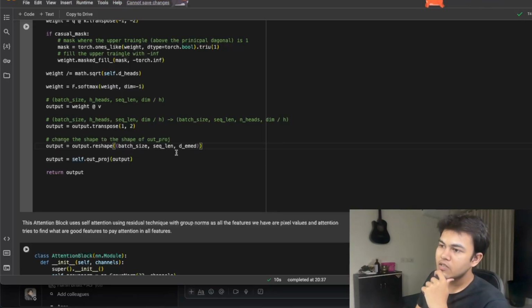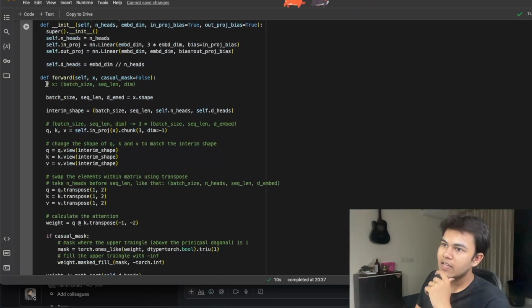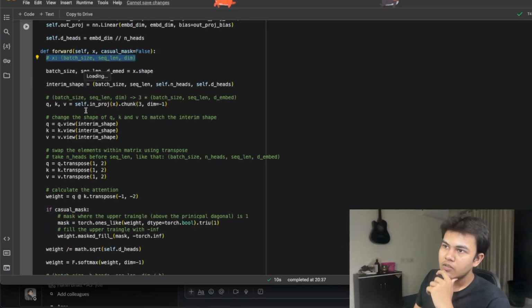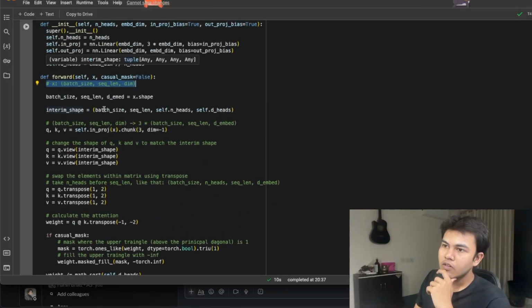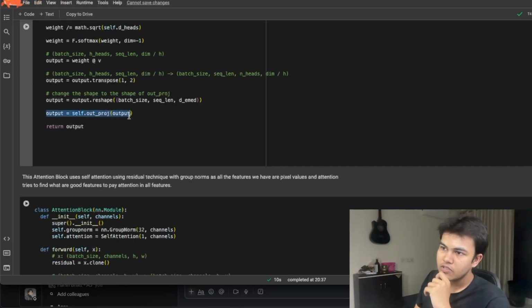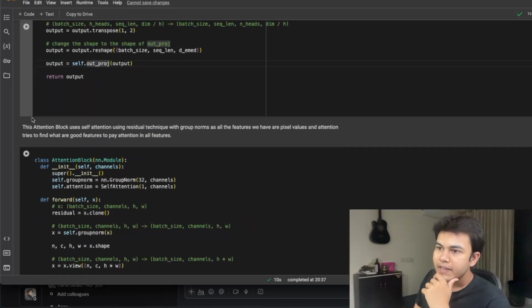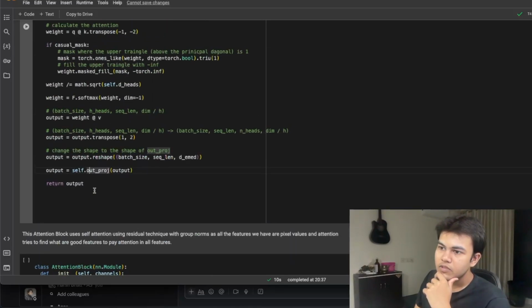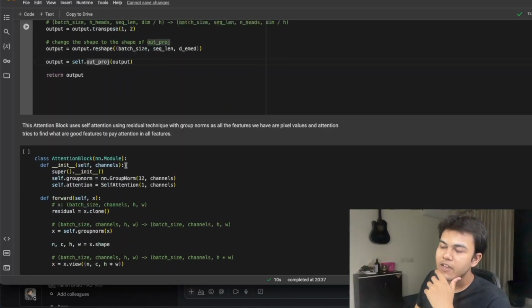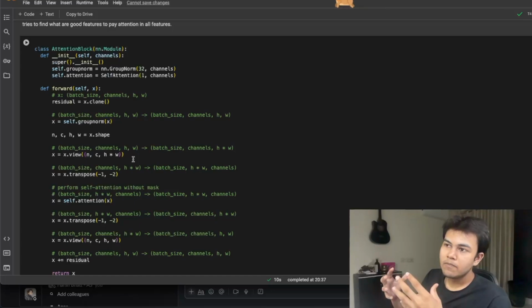This is batch size, sequence length, d embedding, which is what it was when it came in here. And then we are calling the out projection to get the output. So this is all about the self attention. And then we have the attention block, which just uses this self attention in the residual way.